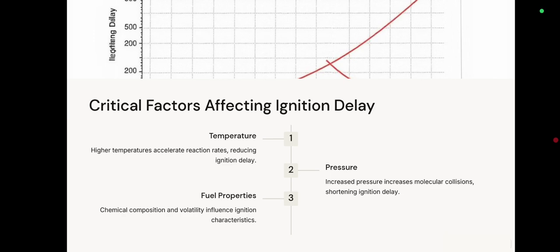Critical factors affecting ignition delay: temperature, pressure, fuel properties. First, temperature. Higher temperatures accelerate reaction rates, reducing ignition delay.